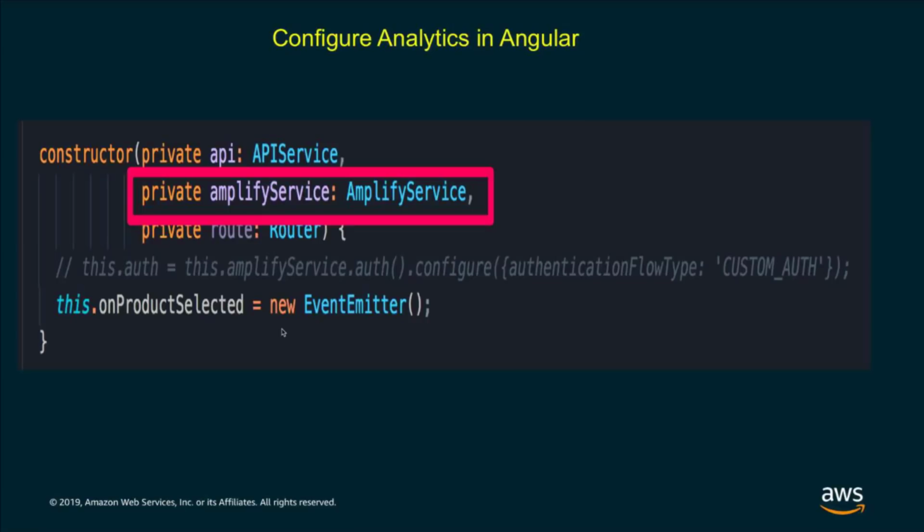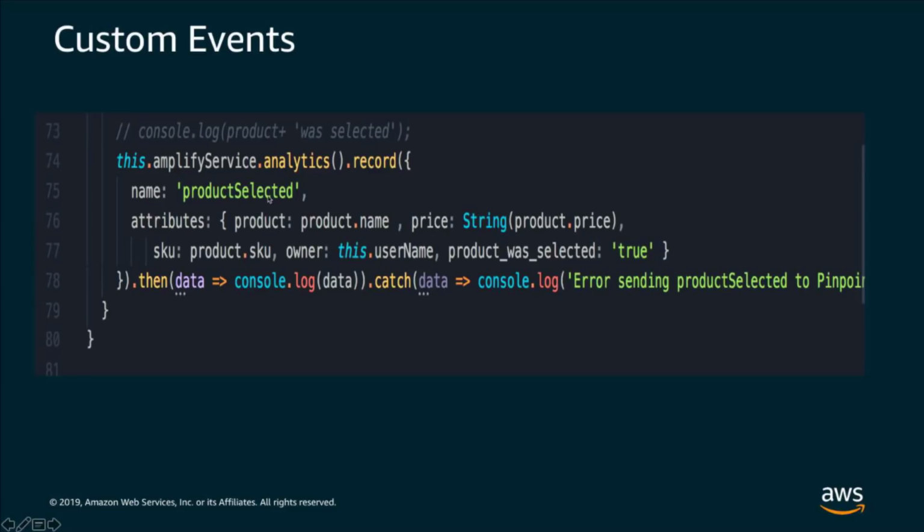So how do you configure Amazon Pinpoint? Once you add the analytics using the Amplify CLI, the next thing you have to do is come back to your code. Using the Amplify service that we had defined earlier, we inject that into the constructor. At this point, we are ready to start creating custom events. And the custom events are going to look something like this, right? The first thing you do is specify the name of your event and the attributes of your event. And with that, the event is already starting to be sent to Pinpoint.